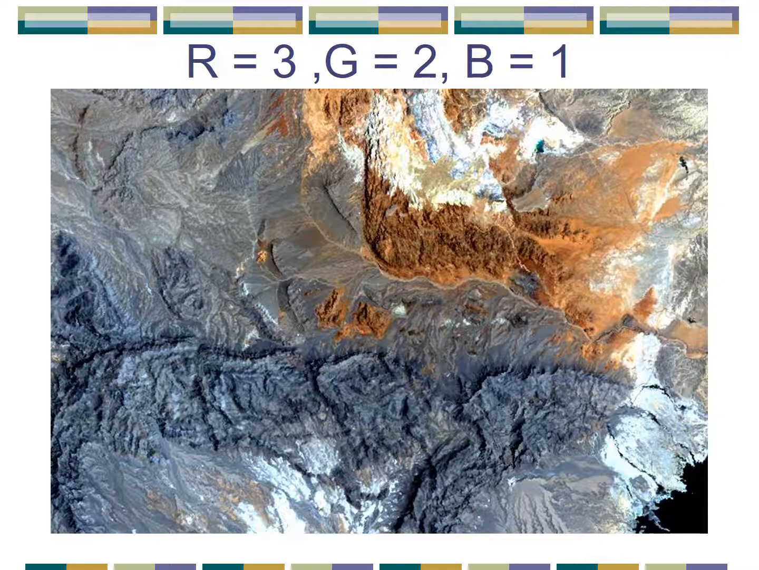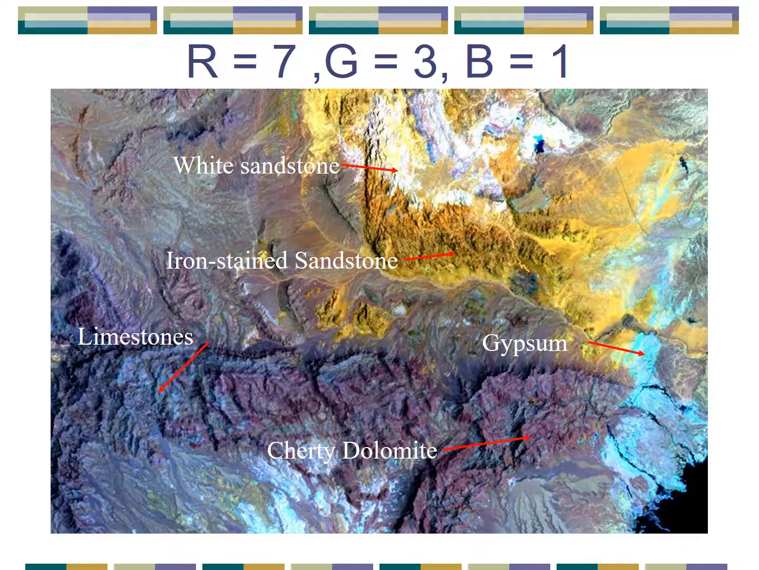So let's look at some composite images. These are made by putting together different bands from a particular satellite. This is a 3-2-1, red, green, blue, red being band 3, green being band 2, blue being band 1, and you get an image that looks very much like this. But what happens if we change them around? If we go a 7-3-1, band 7 in this particular satellite, we now assign to red, green gets band 3, and blue gets band 1. Notice how we get a very different look.